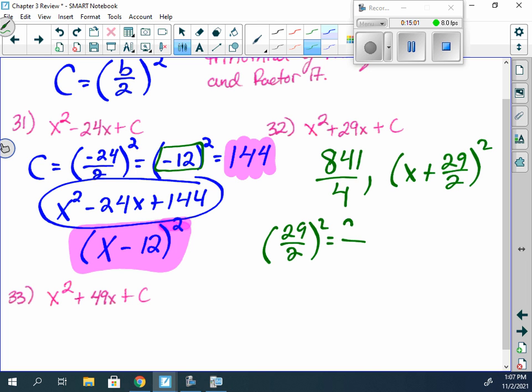Because 29 squared is 841, 2 squared is 4. If you write it out, awesome. If you don't feel too comfortable with making sure you did the correct square, go on and write it out, because then I'll be able to see where you had the slight miscalculation.